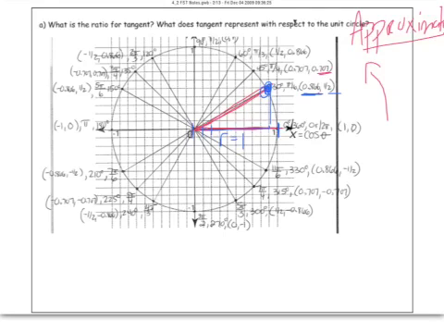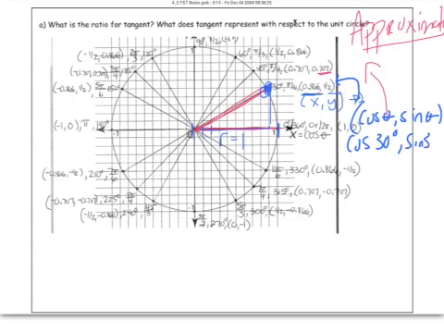On a unit circle, the ordered pair x, y that we see right here is always associated now with cosine and sine. So this x, y is the same as saying the cosine of an angle and the sine of an angle. Well, what angle did we move? Well, this ordered pair represents exactly the cosine of 30 degrees and the sine of 30 degrees.